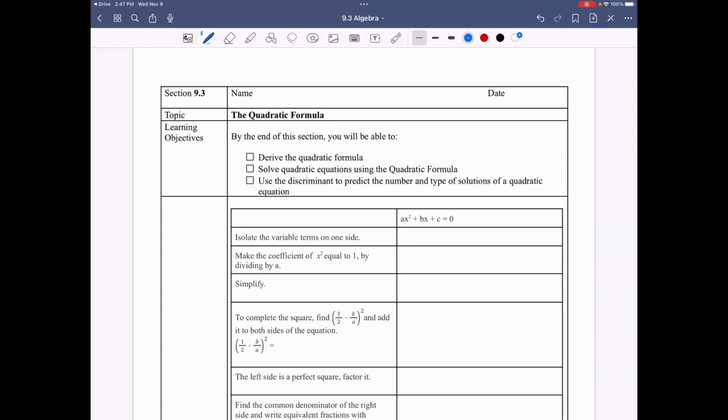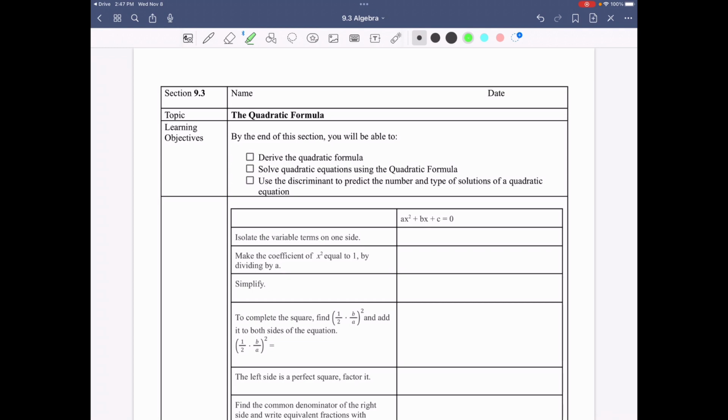This is section 9.3, the quadratic formula. And in this section, you'll be able to derive the quadratic formula, solve quadratic equations using the quadratic formula, and use the discriminant to predict the number and type of solutions of a quadratic equation. Let's start with deriving the quadratic formula.